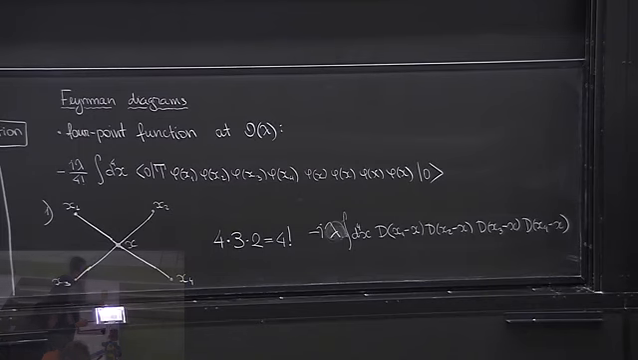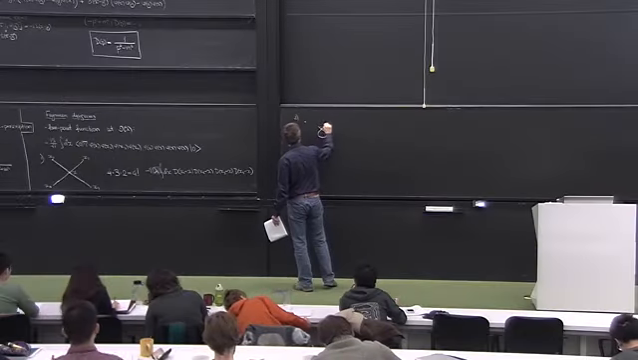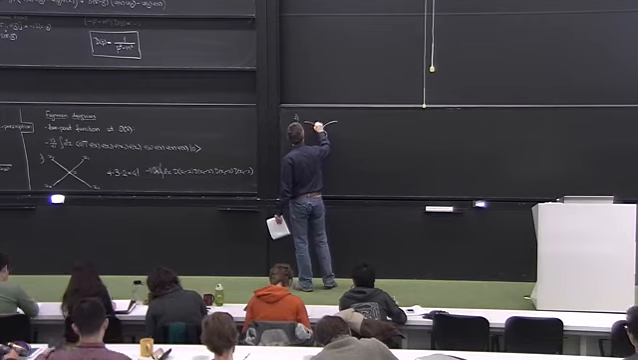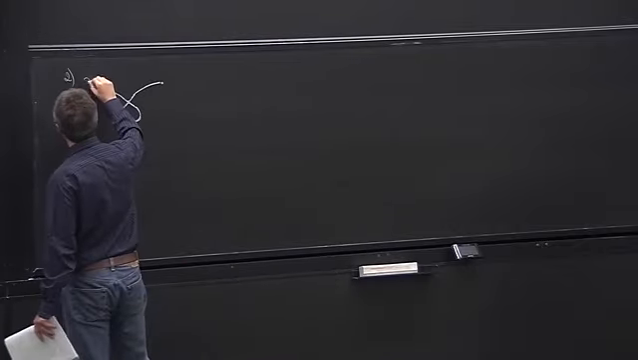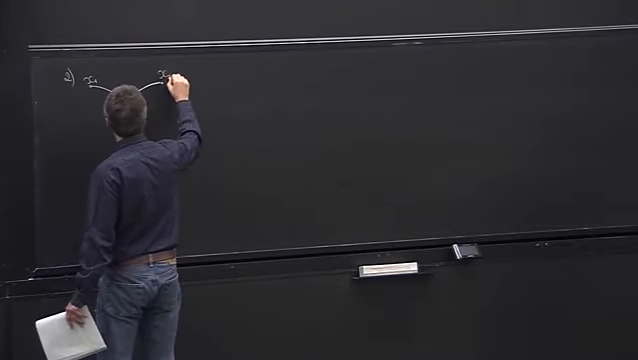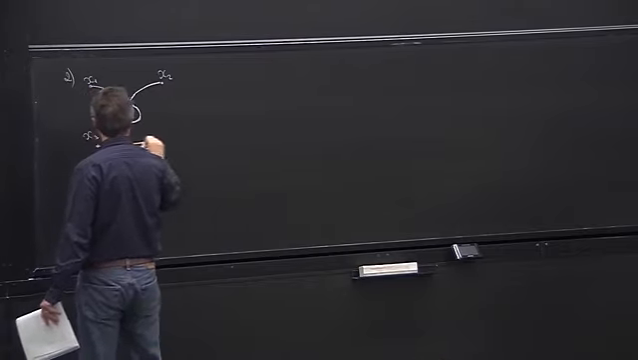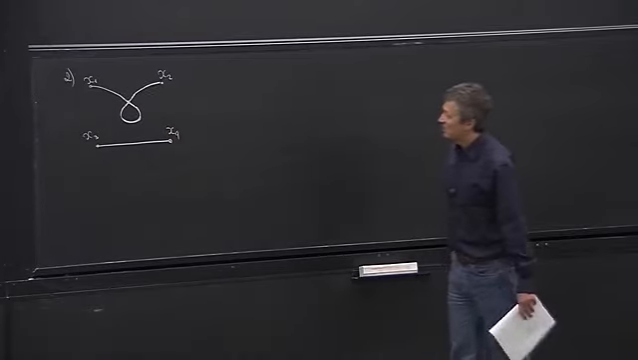So here is our interaction vertex. We contract two of the fields with themselves. And then we can connect the remaining two lines to the external points. And there are several ways to do it. Let's consider the case where they connect to x1 and x2. And then x3 and x4 have to be connected among themselves.